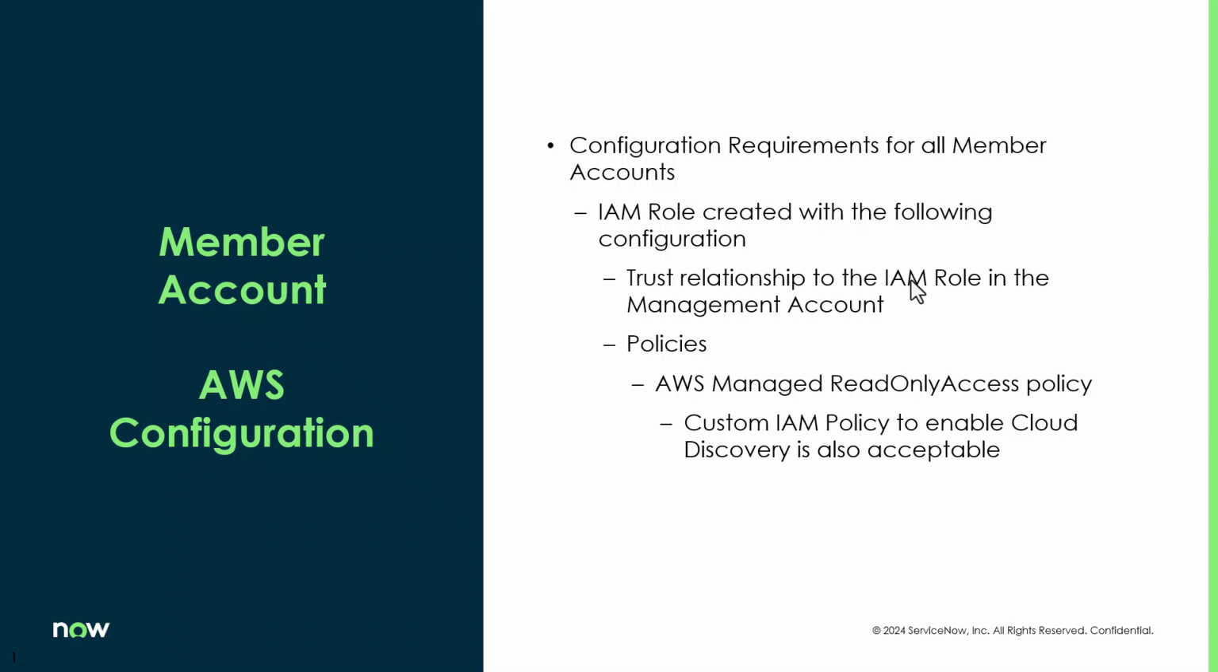So for the AWS configuration, we need to create that IAM role in each of the member accounts. It's going to require the trust relationship to the IAM role in the management account. And like I said, policy-wise, we need that read-only access policy or some custom policy that gives cloud discovery all of the permissions that it needs. Like I mentioned before in the other sessions, if you are creating the custom IAM policy, the doc site does have an Excel sheet that will lay out exactly what permissions are required for all of the various cloud discovery patterns.